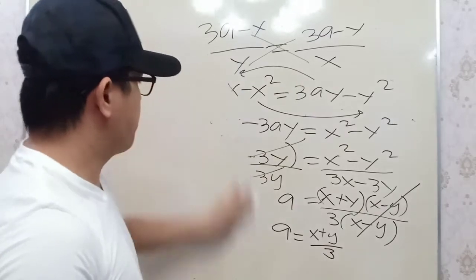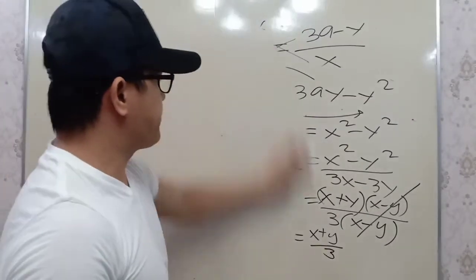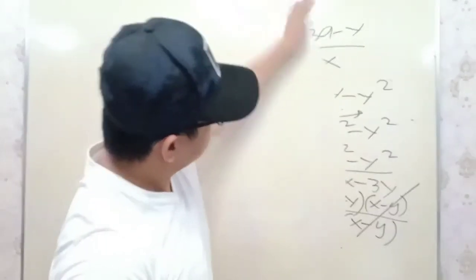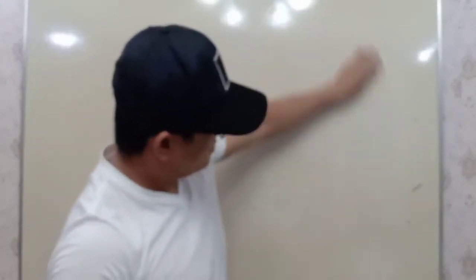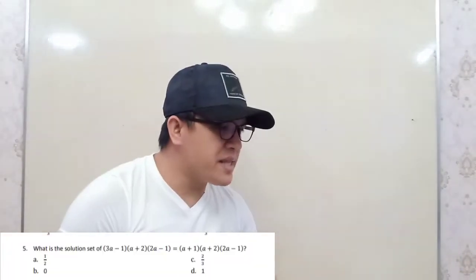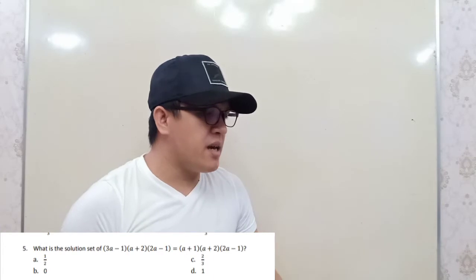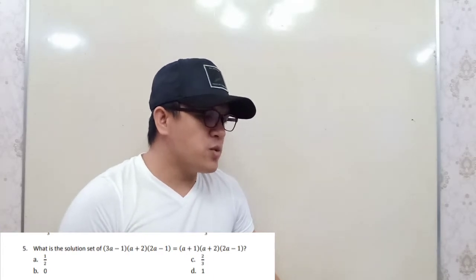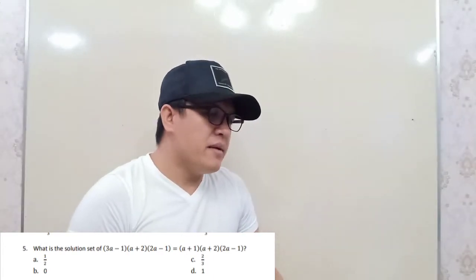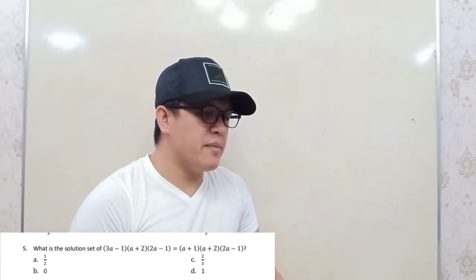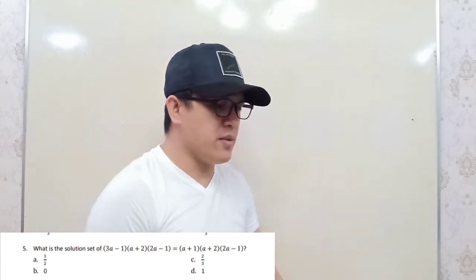Next, we say, what is the solution set for 3a minus 1 times a plus 2, 2a minus 1 is equal to a plus 1, a plus 2 times 2a minus 1. Okay, so there we go.